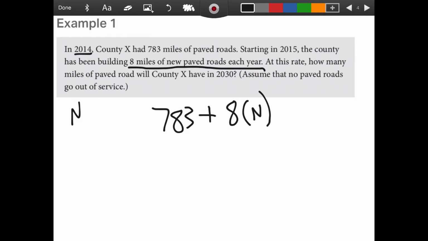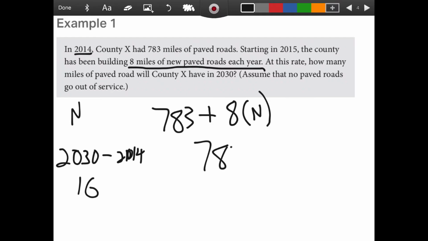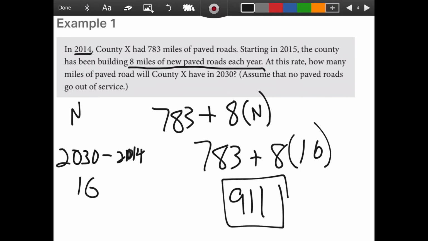So now we need to figure out how many years we're taking into account. 2030 is when we end, and 2014 is when we start, and that gives us a total of 16 years. So now 783 plus 8 times 16. Grab my calculator, plug that in, and we should get 911. So on your grid-in, that would be your answer.